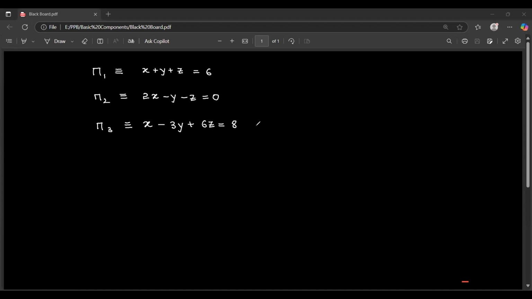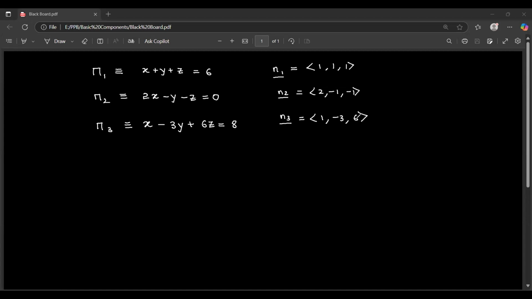Let's do another example to understand this more thoroughly. Let's say something is given like this. Here also, let's write out n1 first. n1 is (1, 1, 1), n2 is (2, -1, -1), and n3 is given as (1, -3, 6). Here you can clearly see they are not parallel to each other.